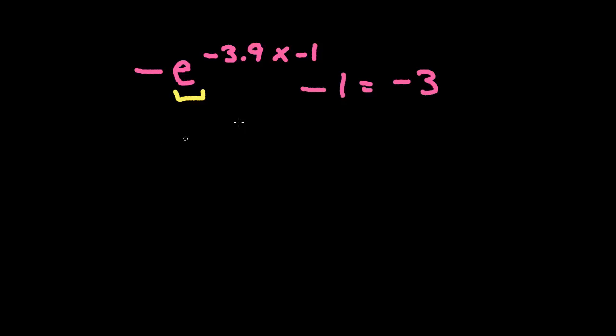Now, this e here shouldn't frighten you. E is just a number similar to pi, which is a number that we use a lot in math. Pi is 3.14. And since we use it a lot, we gave it a special name, which is pi. And e is the same thing. It's just a number that we use a lot, so we gave it a special letter name, e.